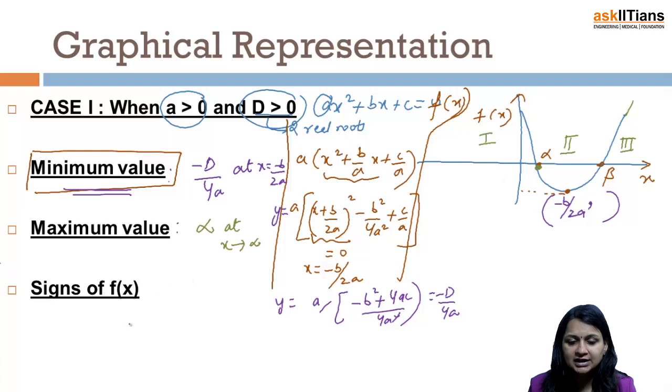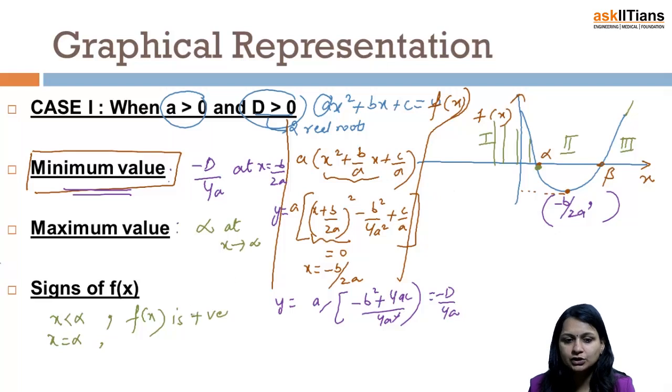So I will take the case when x is less than alpha. When x is less than alpha, you can easily see that f(x) is always positive. When x is equal to alpha, f(x) is equal to 0, definitely, because it is a root. You can see over here in the graph it is 0.